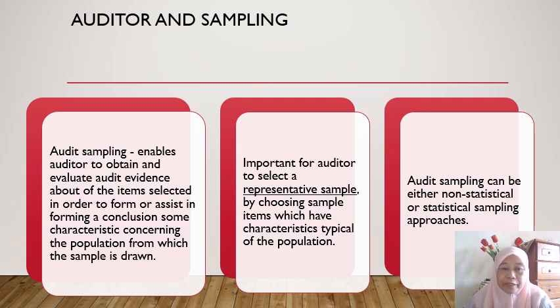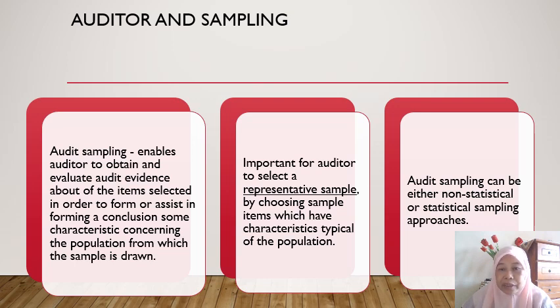Okay, to infer the characteristic of the sampling unit to be the characteristic of the population, the auditor must make sure that he has selected a representative sample. It means that he has to extract the sampling units from the population that are representative or have the same characteristic of the population. Otherwise, the result that he is going to infer to the population may be inappropriate.